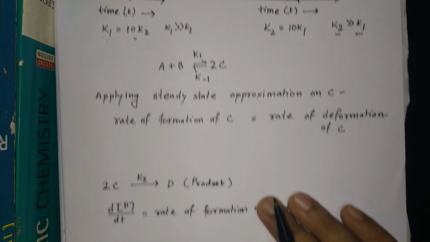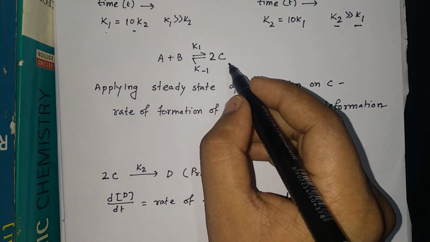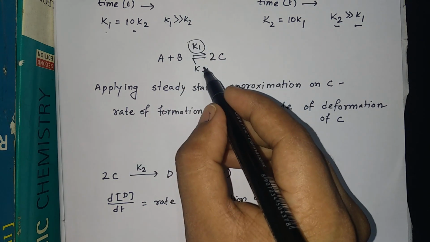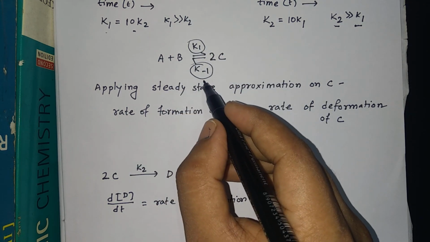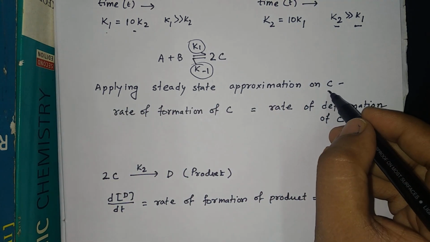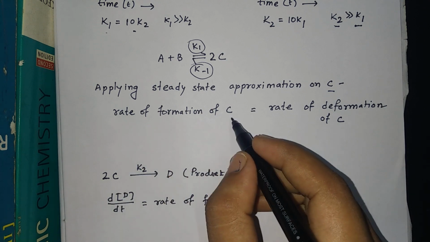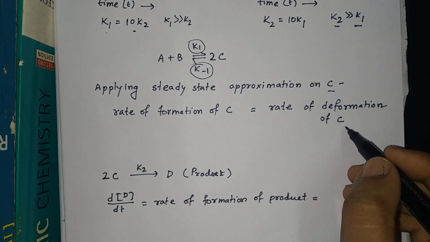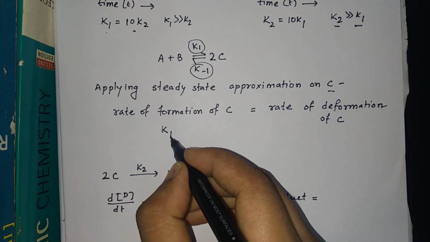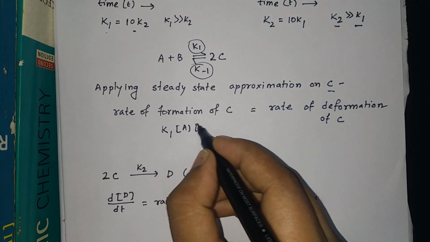So now I am coming to our question. In our question, a reversible reaction is given. For the forward reaction the rate constant is K1, and for the backward reaction the rate constant is K minus 1. So we can apply the steady state approximation on C. That means the rate of formation of C is equal to the rate of decomposition of C. The rate of formation of C means the forward reaction, that means K1 into A into B.